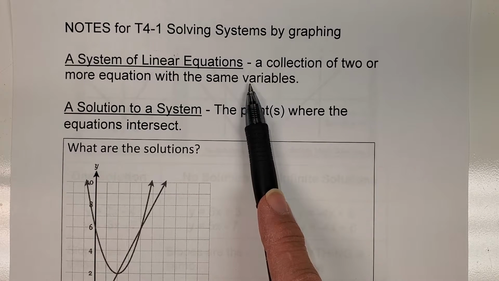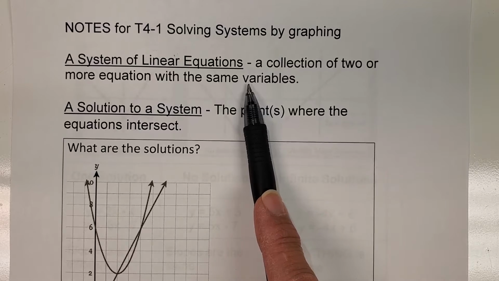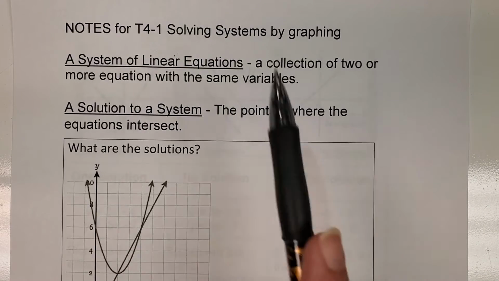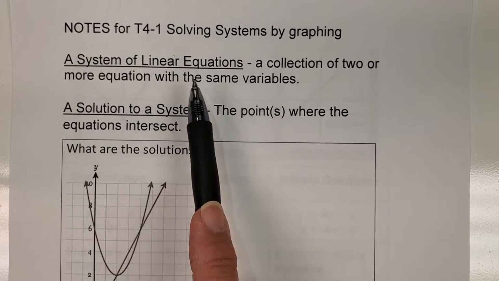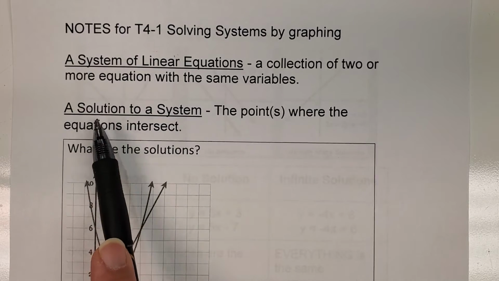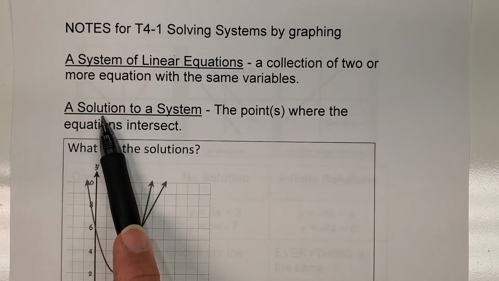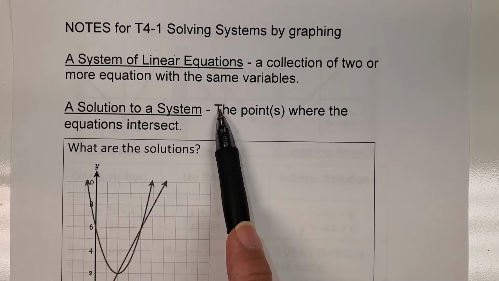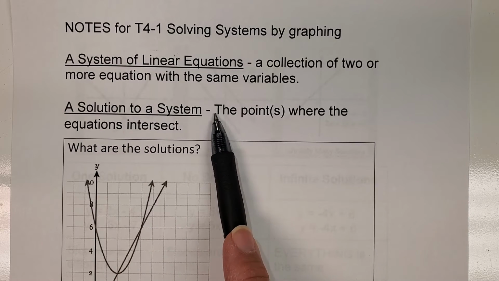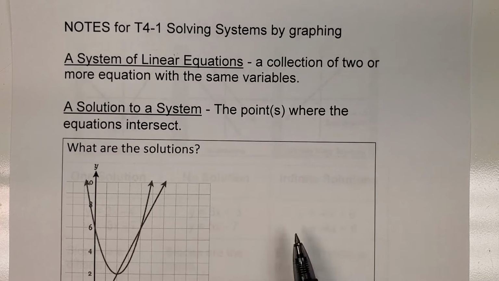Now you could have 3, 4, 5. You could have lots of different number of equations, but our system is just going to have two, and we're going to have x's and y's. Now a solution, if you're asked to solve, you might want to know what a solution is. A solution to a system are the points where they intersect. So you're going to do three things tonight on your Delta Math homework. The first thing is you're going to find solutions to systems.